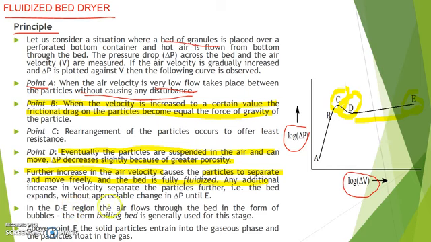In the DE region, the air flows through the bed in the form of bubbles. So, the term boiling bed is generally used for this stage. Above point E, the solid particles entrain into the gaseous phase and the particles float in the gas.